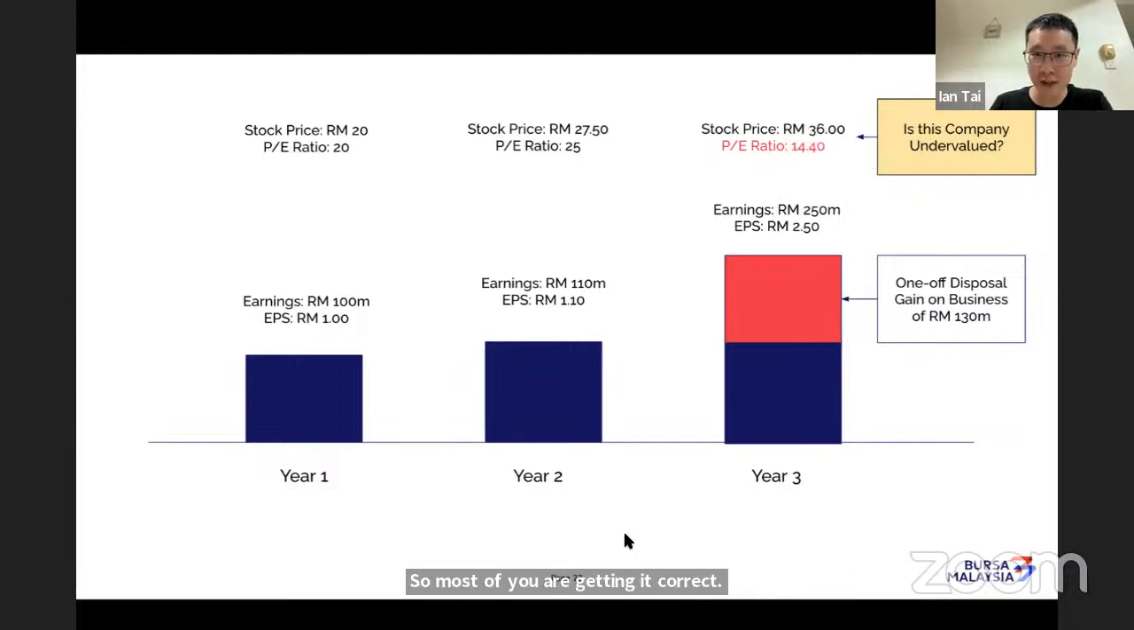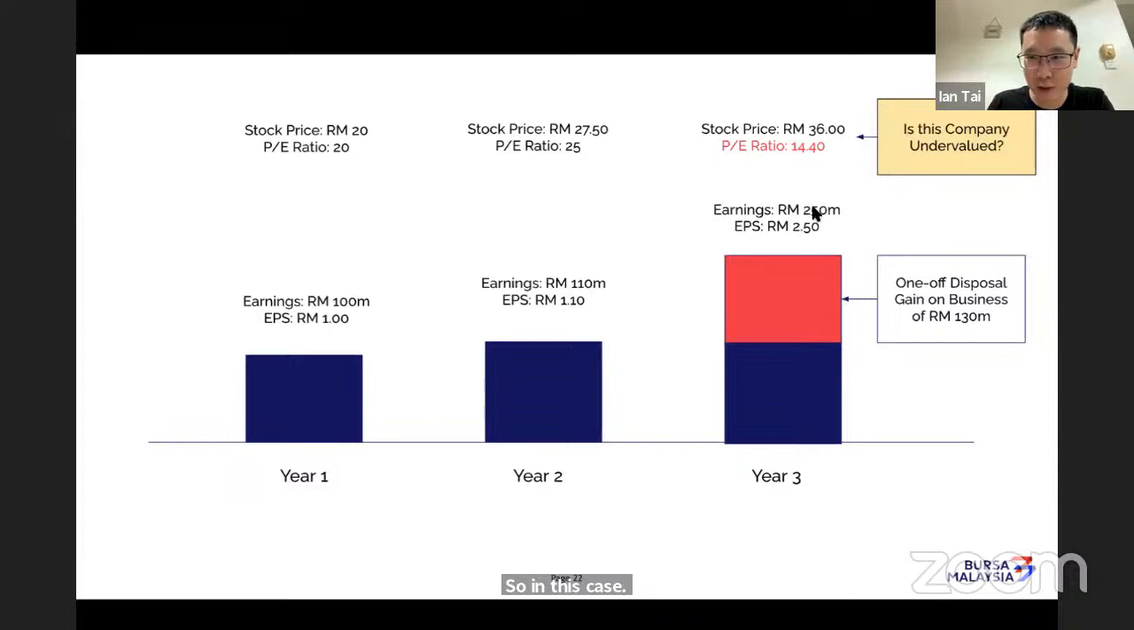And some of you put in the comment, which I like very much. Lim Chun Kiat says you have to look at the core profit. Exactly. When it comes to using PE ratio, you must look at the stock's actual ability to earn money. So in this case, what should investors do?